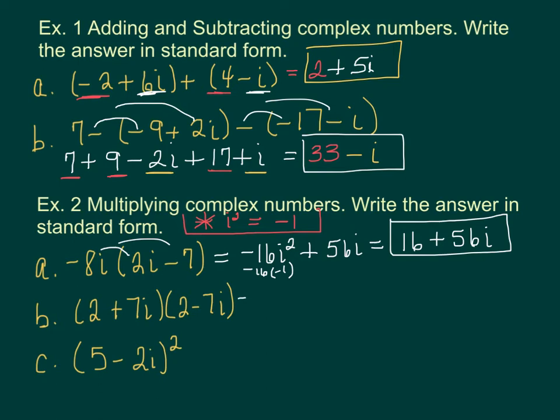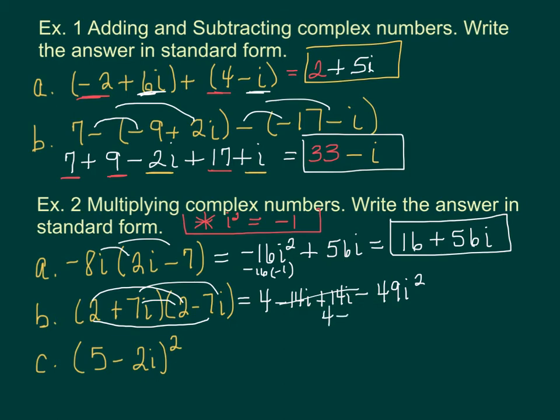For b, I'm just going to FOIL. I'm going to do first, outer, inner, and then last. If you notice, the middle terms cancel out. They won't do that every time, but in this case it did. So I have 4 minus, there's that i squared. So I'm going to change it to negative 1. And that gives me 4 plus 49, which gives me 53.